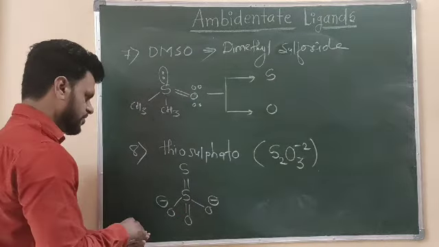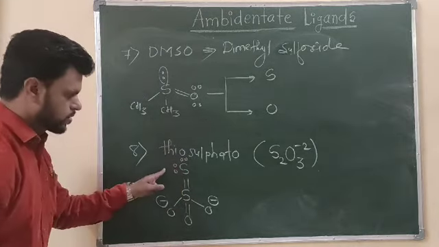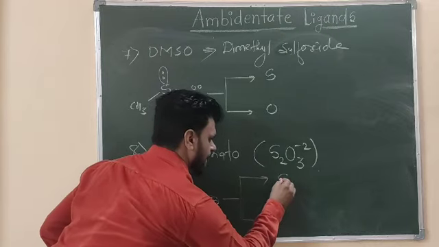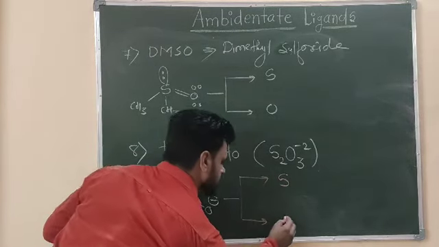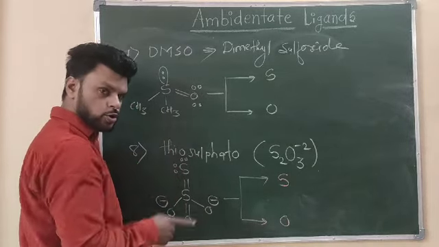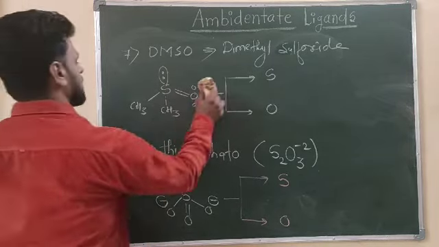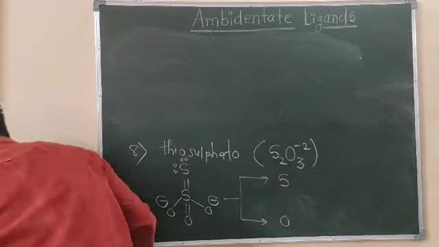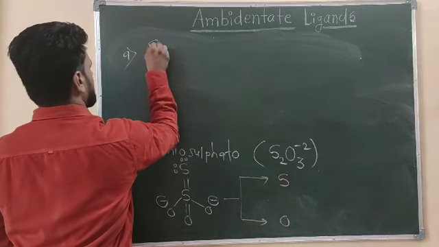If you see very carefully, sulfur has an electron lone pair, right? So that means this molecule can be bonded via a sulfur through this atom here and via oxygen. The thiosulfato molecule has 2 bonding sites, sulfur and oxygen. Moving towards the next example, which is sulfito.